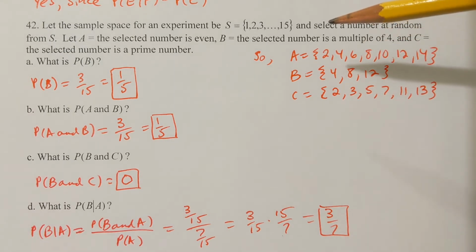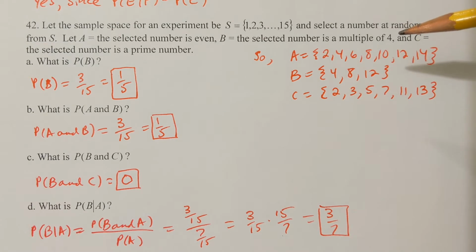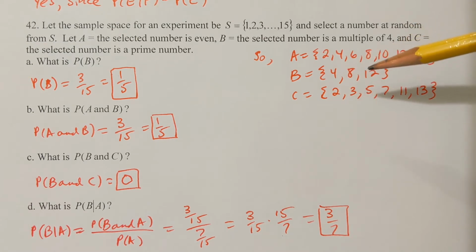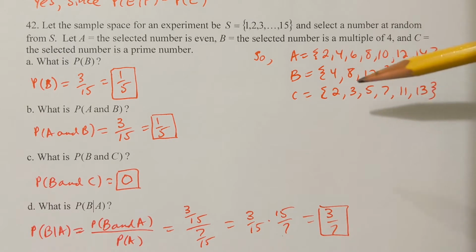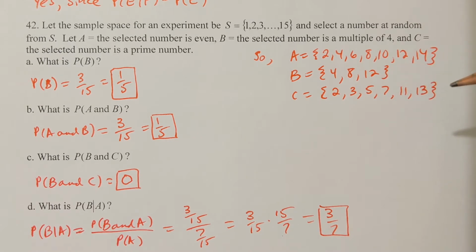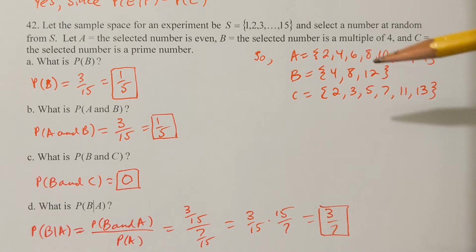B is the event that the selected number is a multiple of 4. Okay, so here's B. C is the event that the selected number is a prime number. Okay, so here's C. Remember, a prime number is one whose divisors are only 1 and itself. So 2 is the only even prime number.